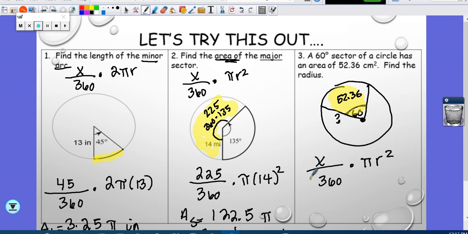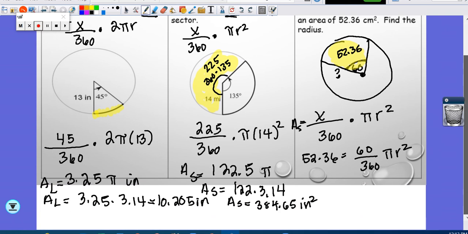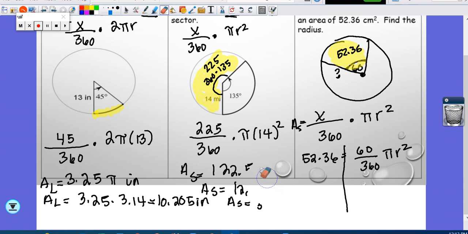So I would use this formula, the area of a sector, and I'm going to work backwards. So I'm just going to substitute in, I know that the area is 52.36. The degree here is 60 over 360, and I'm trying to find the radius. So here I'm going to have to use some algebra, and if you need this part, just rewind the video and go back.